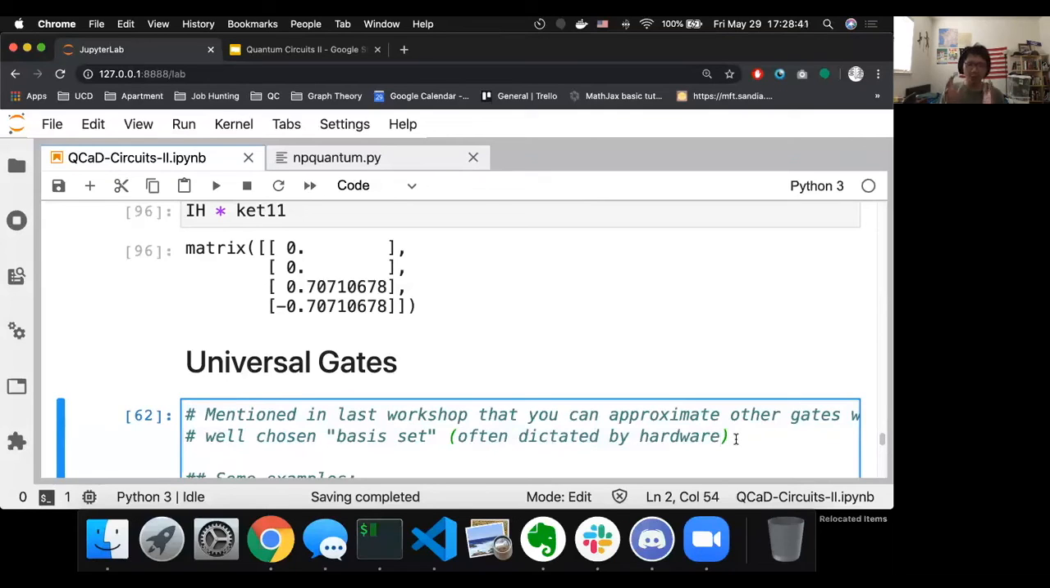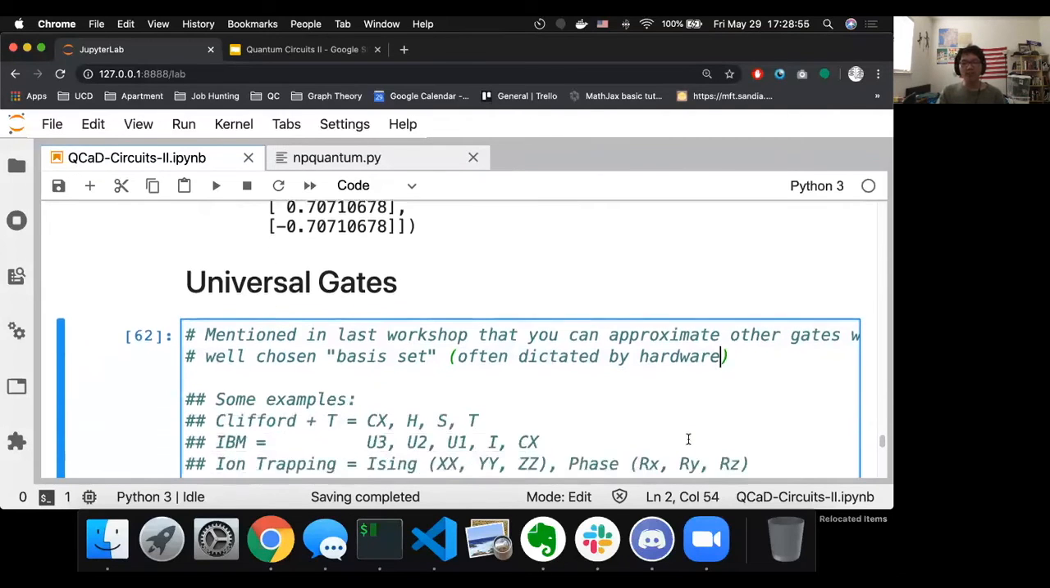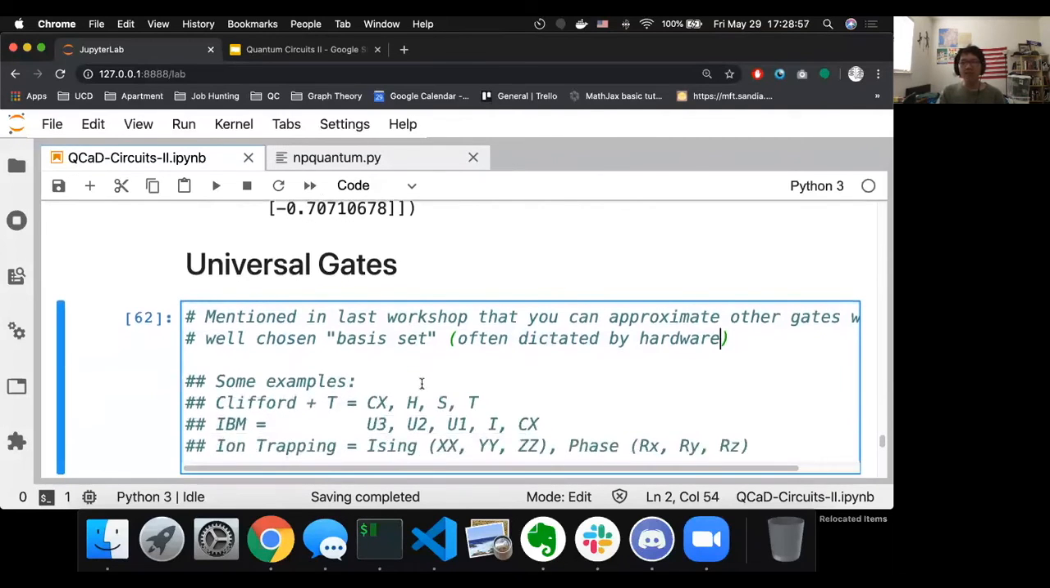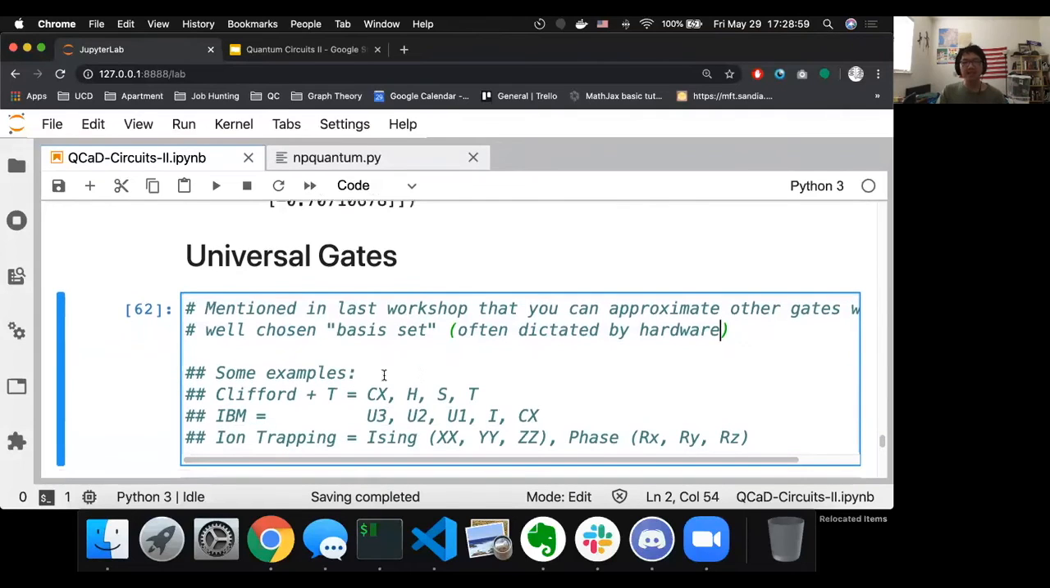But each way of doing things, despite being quantum, allows you to have a different set of gates. Some systems might have gates that they can do, but other gates they cannot do. So ultimately, when we develop a quantum circuit, we want to translate all those gates into the ones that our hardware can actually implement. Here are some examples of these universal gates.